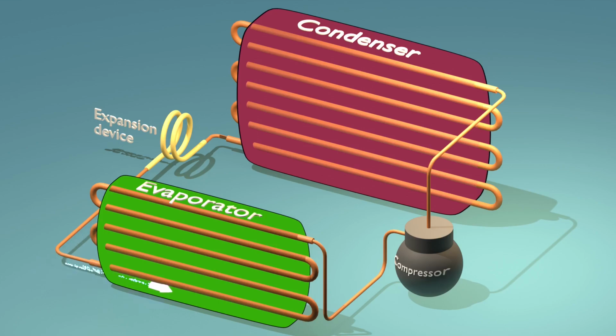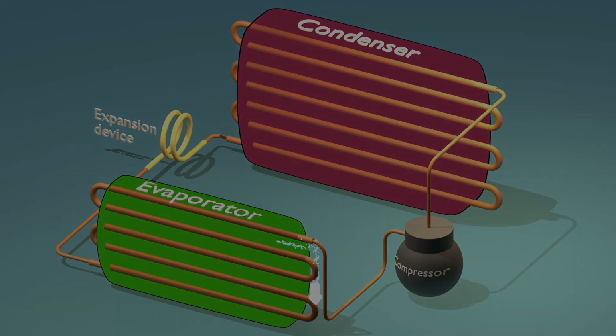Evaporation process. Low-pressure, low-temperature liquid refrigerant enters the evaporator, which is a heat exchanger. Heat from the space to be cooled is absorbed by the refrigerant, causing it to boil and change its state from a liquid to a low-pressure, low-temperature vapor. This process cools down the air or substance passing over the evaporator.